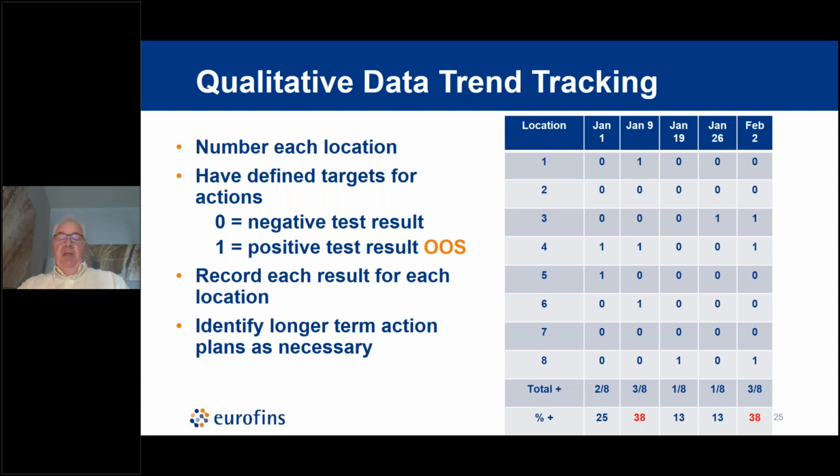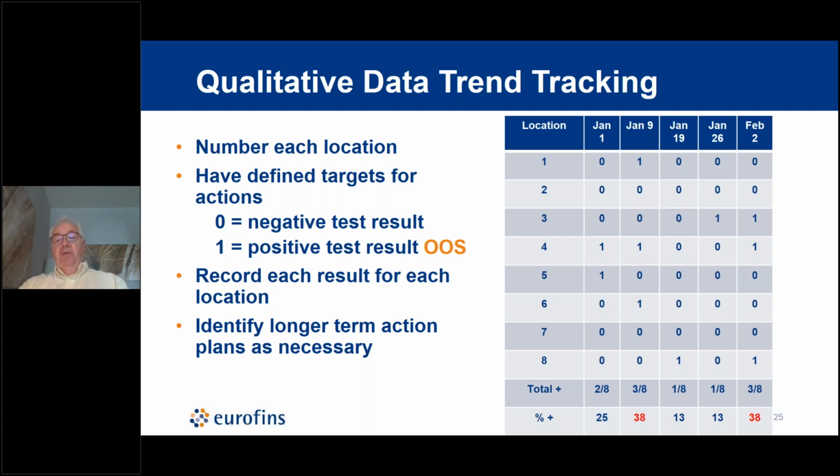And so if we look at the January 1 data on these 8 locations, you can kind of scroll down and you can see location 4 and 5 were out of spec. That total is 2 out of 8 locations were out of spec, or that's a 25% failure rate. So when you have these 2 out of spec, you need to do root cause and corrective action at location 4 and 5, and then do something that's a correction.